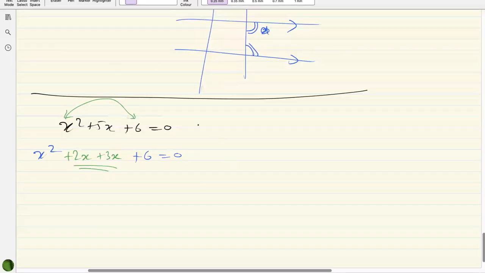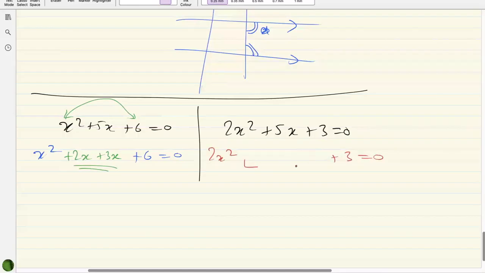I'm writing another equation, which is 2x squared plus 5x plus 3 equals 0. Again I wrote these two and I'm asking about the middle two numbers. What would they be? Or 5x, right? 2x plus 3x still, right? 2x plus 3x. That's right.